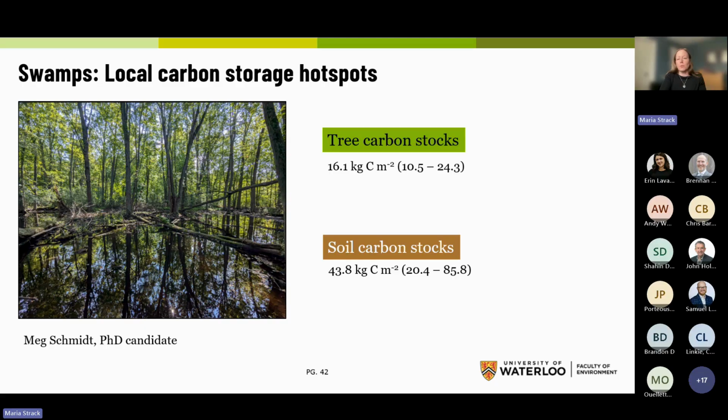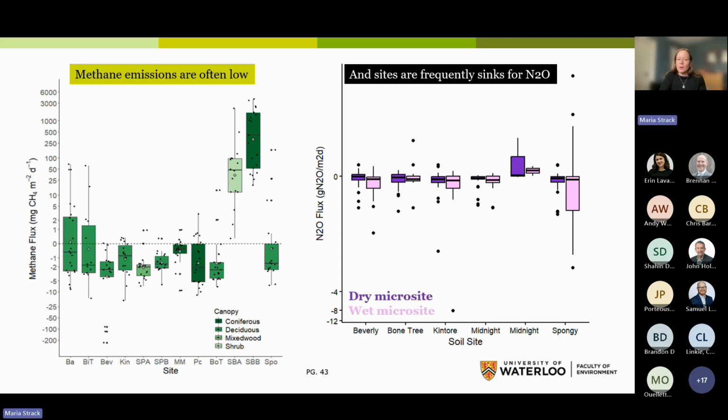And so these systems are almost like the Goldilocks of carbon storage, because we get lots of carbon still stored in the overstory trees, but even more carbon stored in the soils than we would in an upland forest. And because these swamps are often dry for a large part of the year, they do this carbon storage while, in most cases, still having low methane emissions.